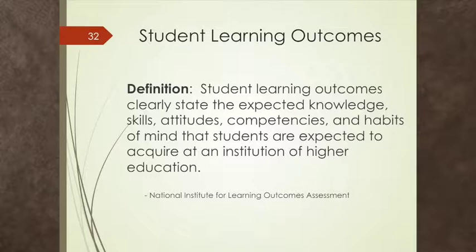And this is a definition, I think pretty darn close to the definition in the PAB standards, that says student learning outcomes clearly state the expected knowledge, skills, attitudes, competencies, and habits of the mind that students are expected to acquire at an institution of higher education. Now that is the statement from this thing called the National Institute for Learning Outcomes Assessment. It proves you can form an organization about anything. Okay, and there is. NILOA, National Institute of Learning Outcomes Assessment.